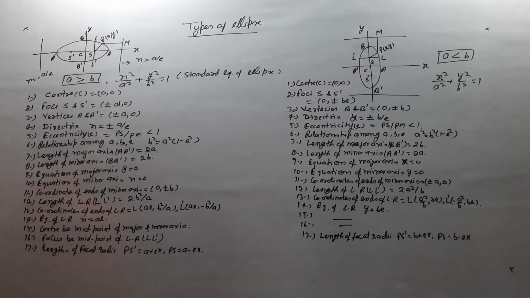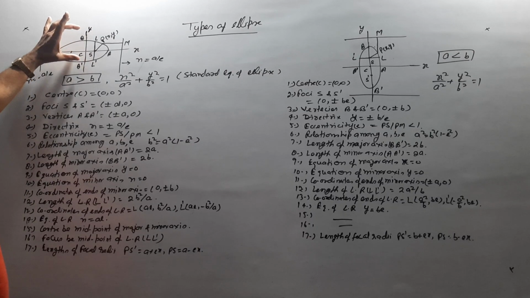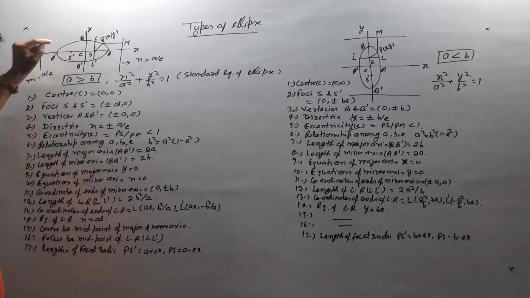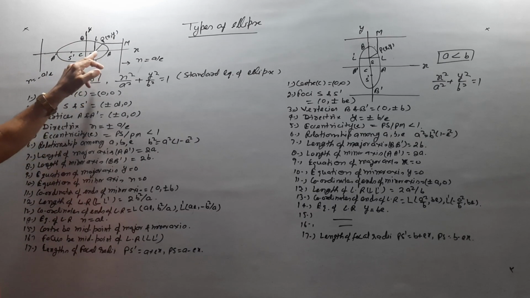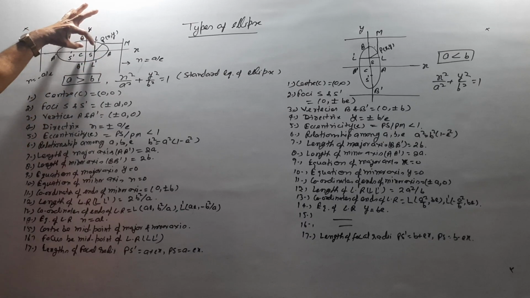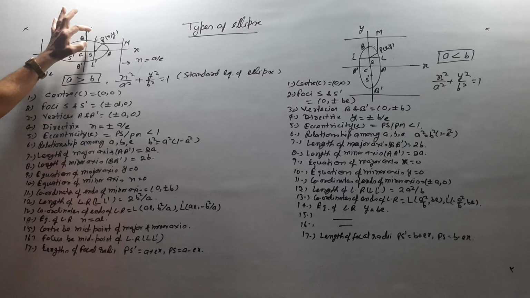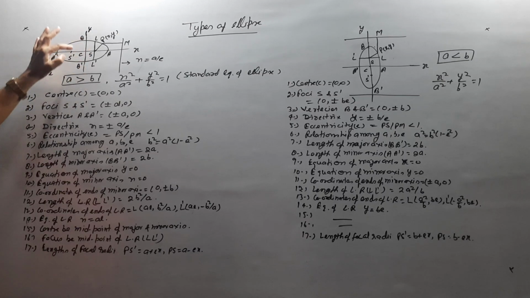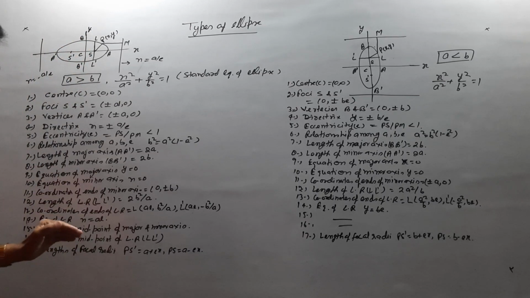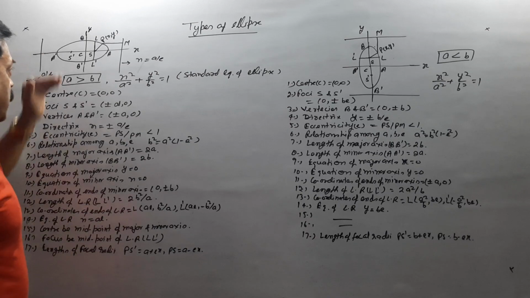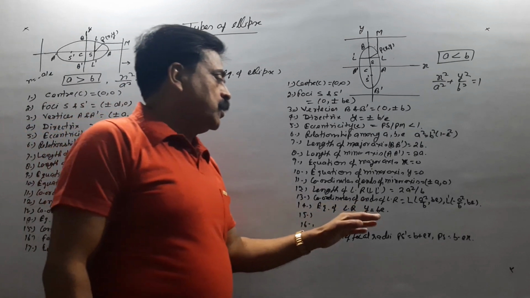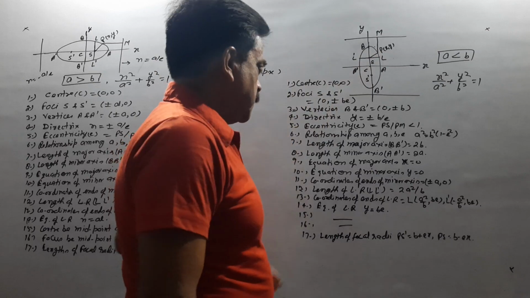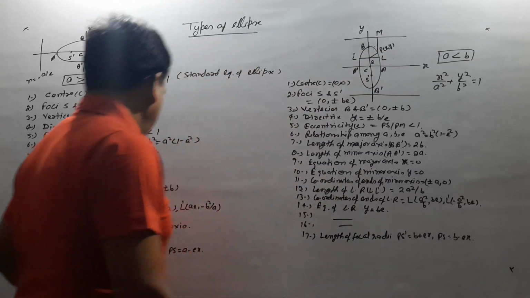Equation of latus rectum: latus rectum is a line parallel to the y-axis at a distance of ae units, because the coordinates of the focus S are (ae, 0), meaning the distance from center C to focus S is ae. So the equation of LL dash, a line parallel to the y-axis, is x equals ae in this case, and y equals be in this case.